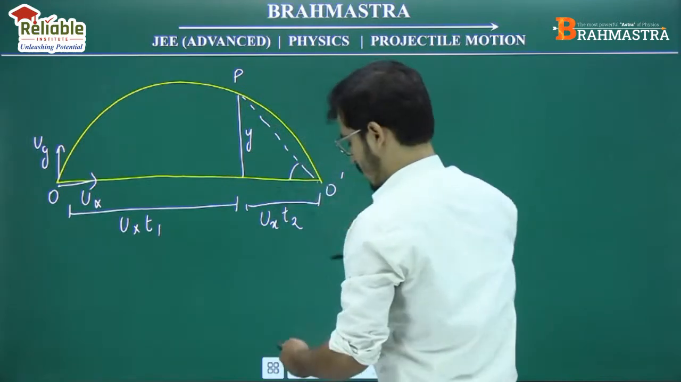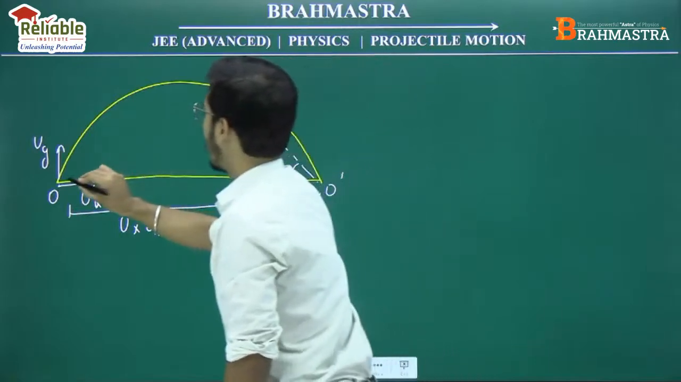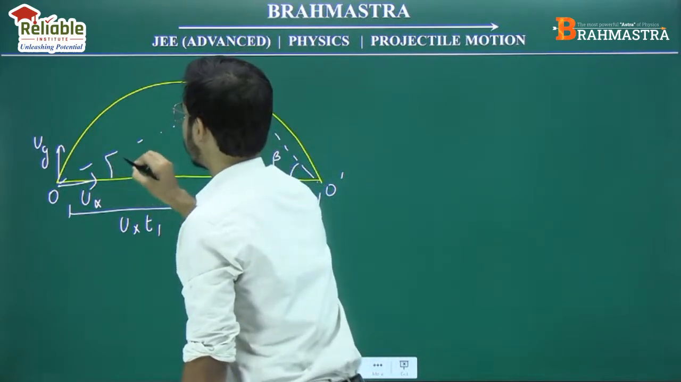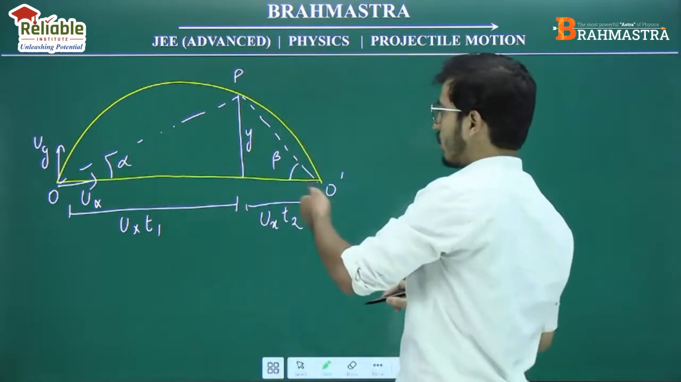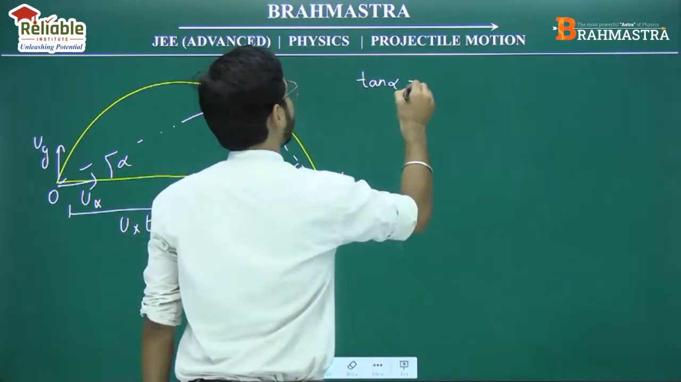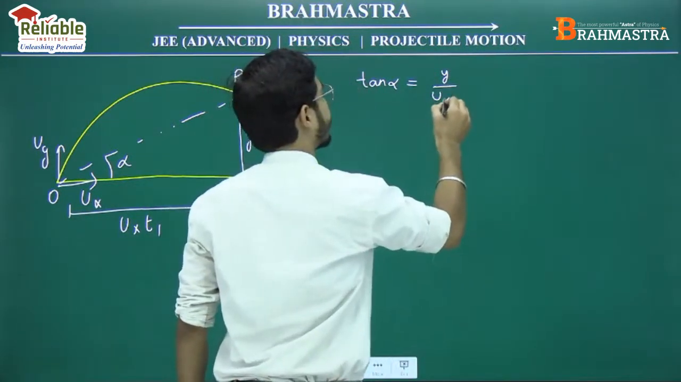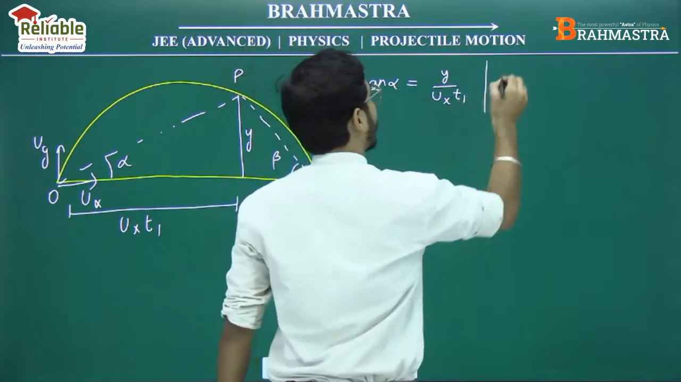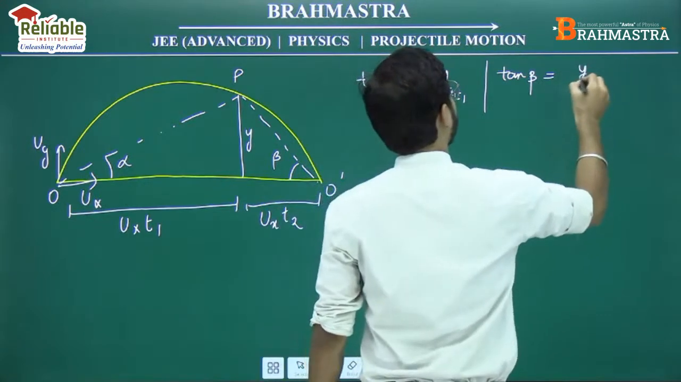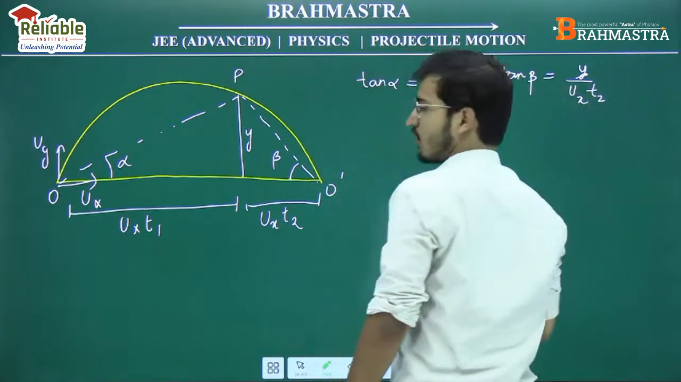This angle, I suppose, was beta, this angle is beta, and this angle is basically alpha. So what can we say about tan alpha and tan beta? Let's write them. Tan alpha becomes perpendicular, that is y, over base, that is ux t1, right? And tan beta is y over ux t2. Okay guys, got it?